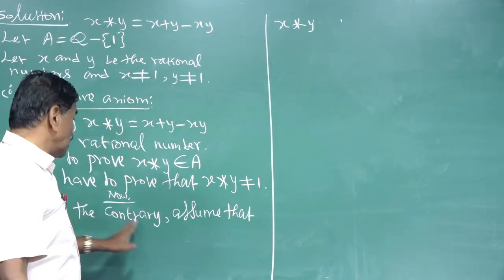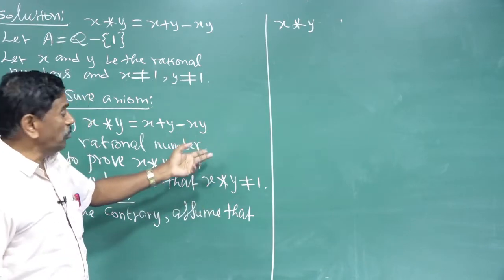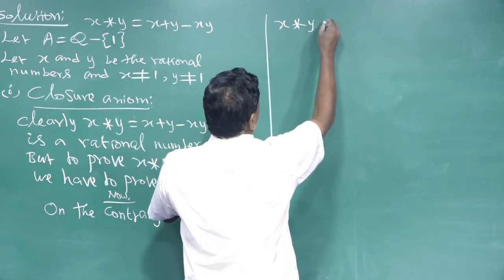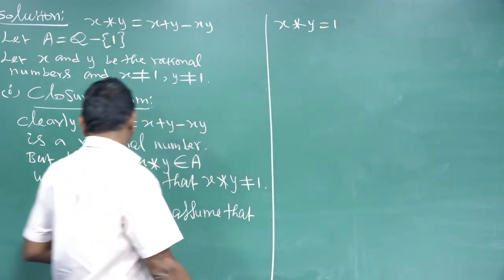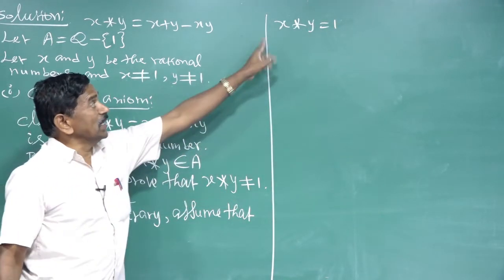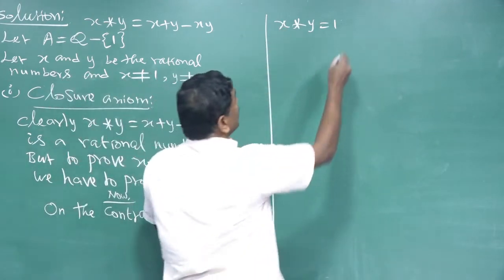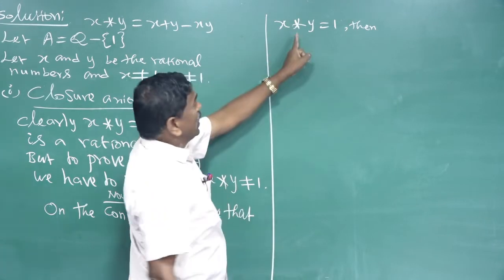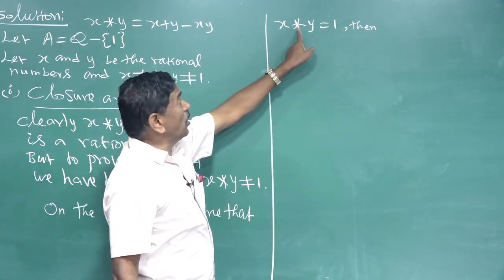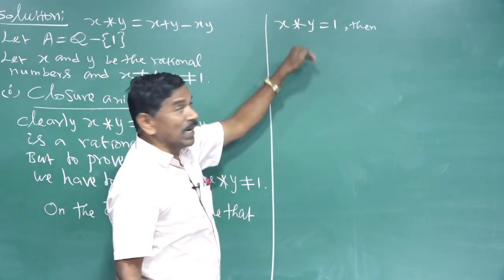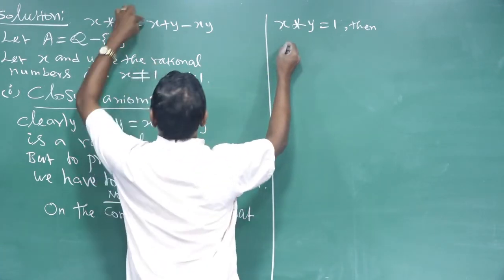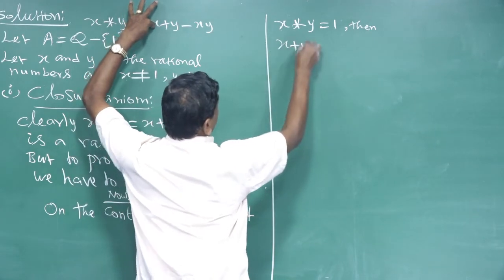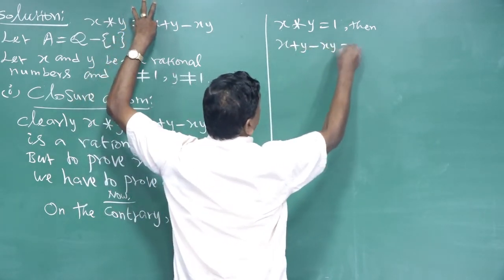Now we are saying, on the contrary, assume that x star y is equal to 1. Then, what is the condition? If star is defined between the two elements, its answer is given by x plus y minus xy. Using this condition, x plus y minus xy is equal to 1.